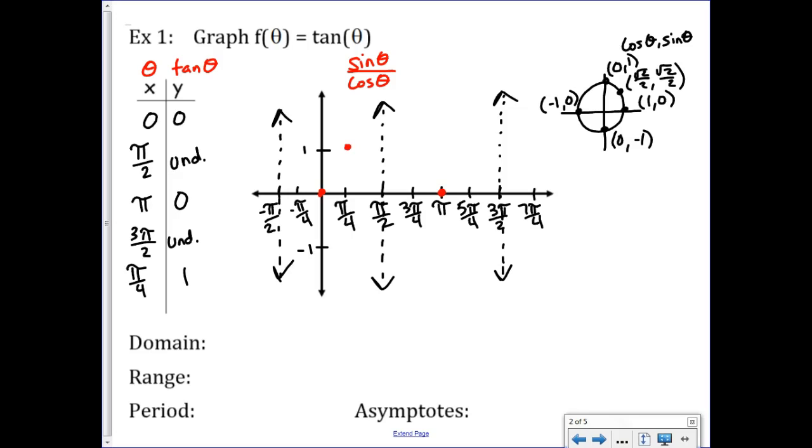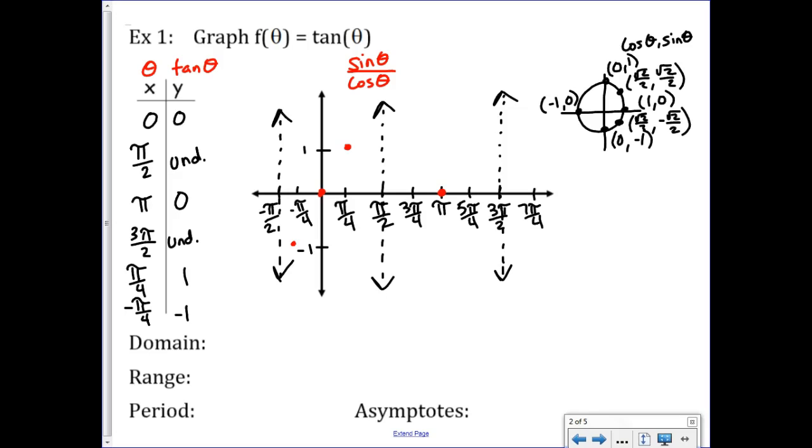If I look at negative pi over 4, that just means I'm going the other direction. So I'm down here, so I'm still at a positive radical 2 over 2 for x, but negative radical 2 over 2 for y. So when I divide that, negative pi over 4 gives me negative 1. All right, that's showing us a little bit more.